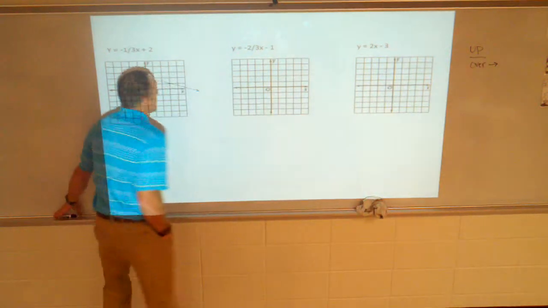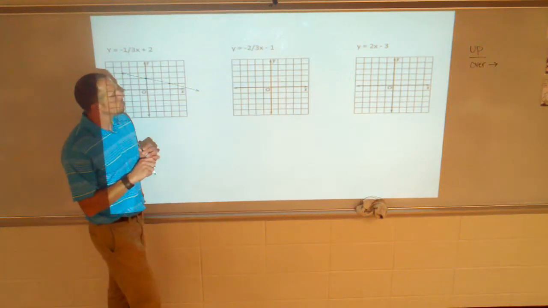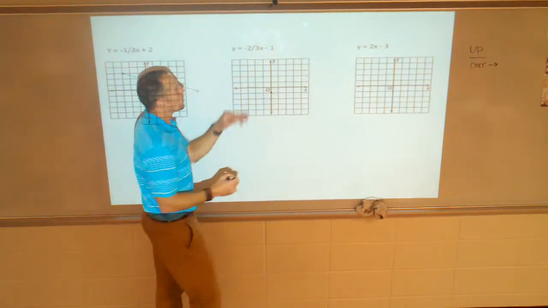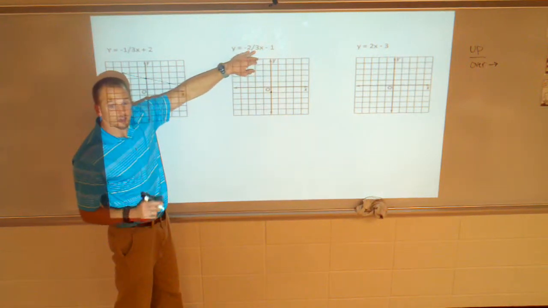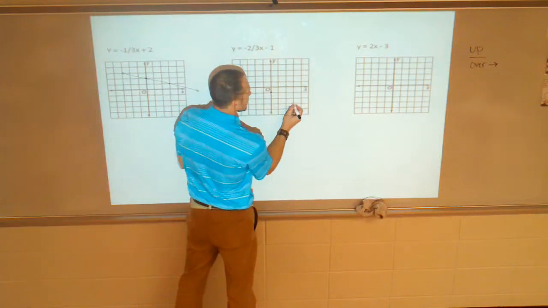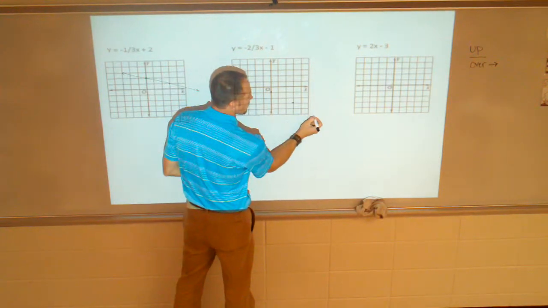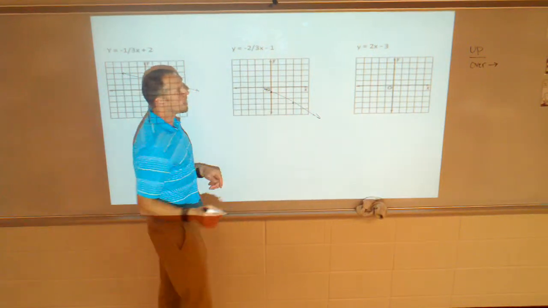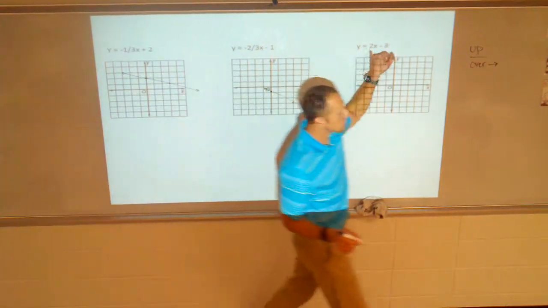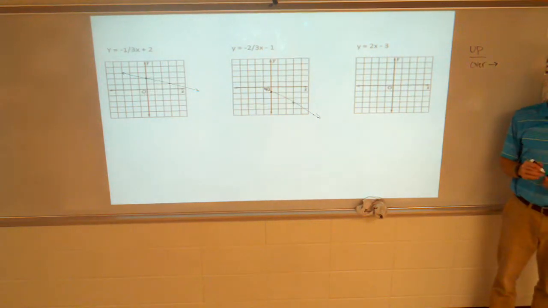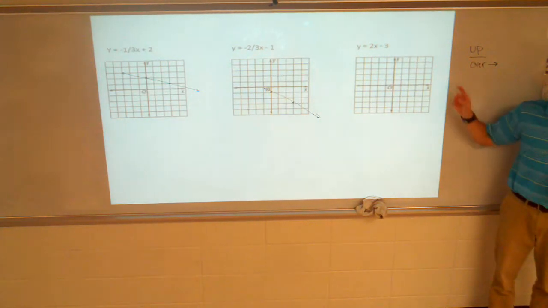All right, Bryce, what's my first step? Very good. Down 1. My y-intercept is negative 1. My slope is negative 2/3, so down 2 over 3. Down 2 over 3. And right there is my line. All right, over here. What's different about this one? What's different between this one and the ones we've done before?